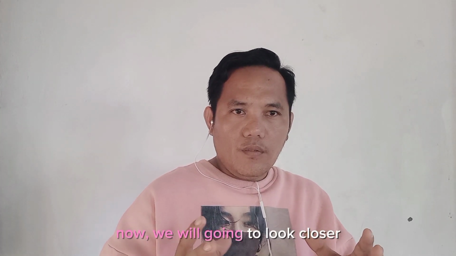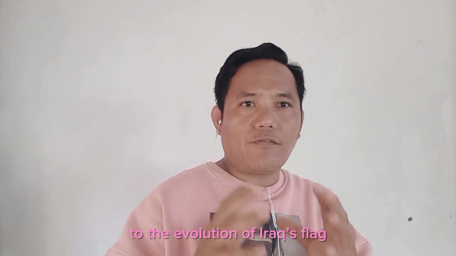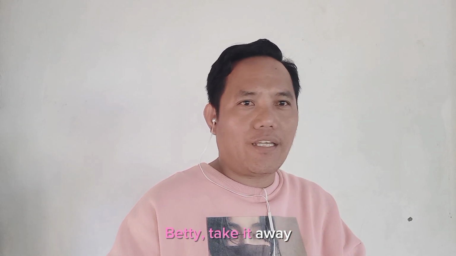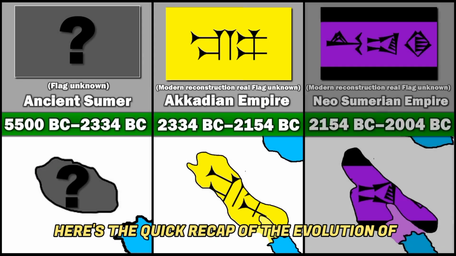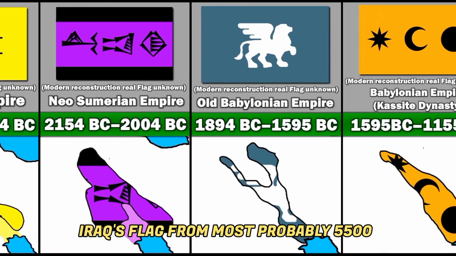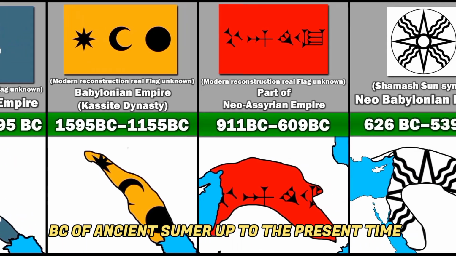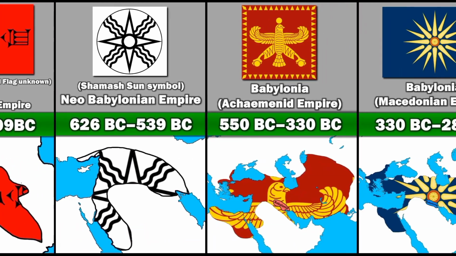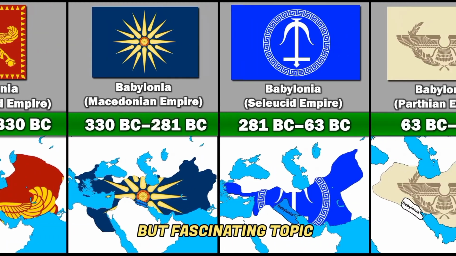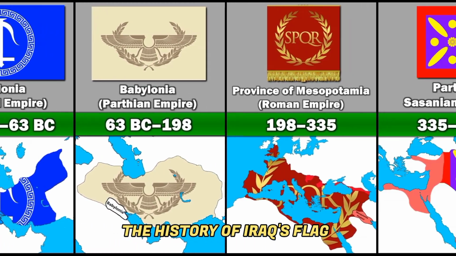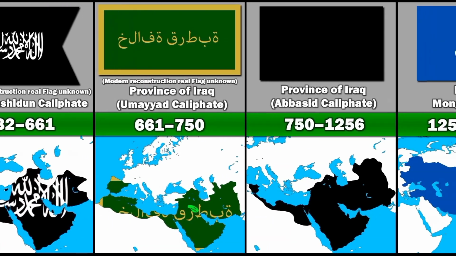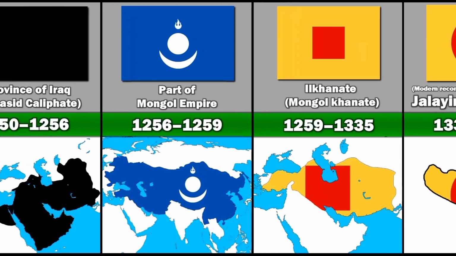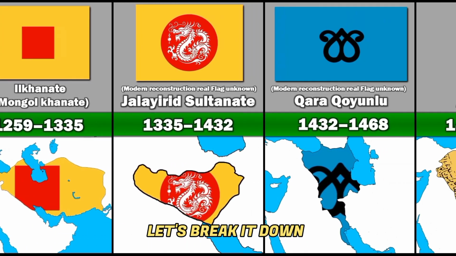Now, we're going to look closer to the evolution of Iraq's flag. Betty, take it away. Thank you, Sir Marjhon. Here's the quick recap of the evolution of Iraq's flag from most probably 5500 BC of ancient Sumer up to the present time. Today, we're diving into a brief but fascinating topic, the history of Iraq's flag and why it has changed so many times over the years. Iraq's flags have evolved through its rich and turbulent history. Let's break it down.